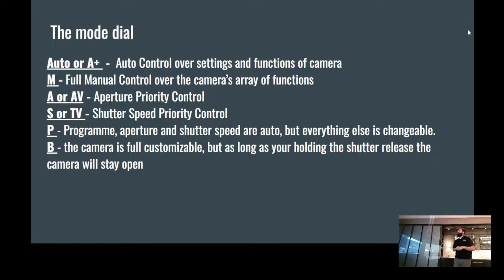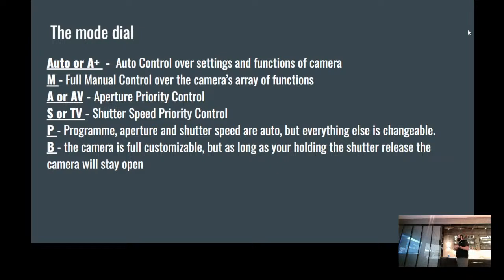So auto or A+, that's auto control over settings and functions of the camera. M, full manual control over the camera's array of functions. A or AV is aperture priority control, which we'll talk more about next week. S or TV is shutter speed priority control. Again, we'll talk more about it next week. Program auto, so aperture and shutter speeds are automatic, but everything else is changeable. That should be your next step once you graduate past the automatic phase.